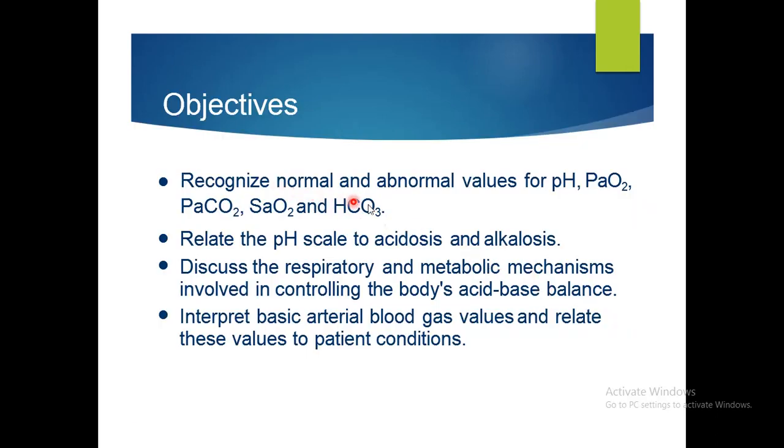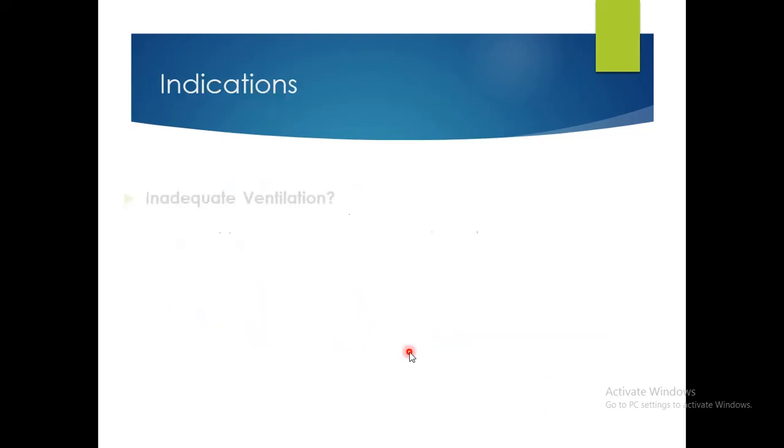The topic of our discussion today is arterial blood gases. First we will recognize the normal and abnormal values for pH, partial pressure of oxygen, carbon dioxide, the arterial saturation of oxygen, and bicarbonate levels. Then we will relate the pH scale to acidosis and alkalosis, and interpret the basic arterial blood gas values and relate these to patient conditions.